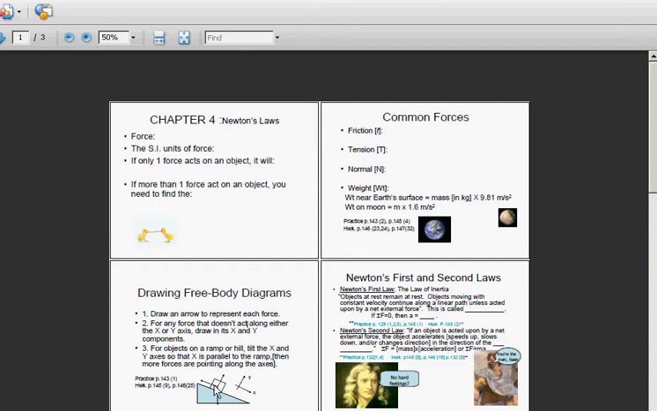Say it's a 10 kilogram box, and when you add it all up, you get maybe 100 newtons. That means it's 100 newtons in this direction, like in the x direction. If the force is 100 and the mass is 10, then 10 is equal to the acceleration. So it's going to accelerate at 10 meters per second squared down that ramp. That's Newton's second law, F equals ma.